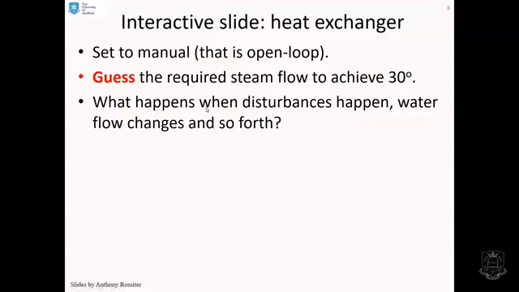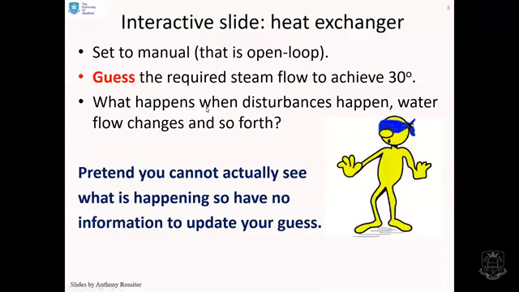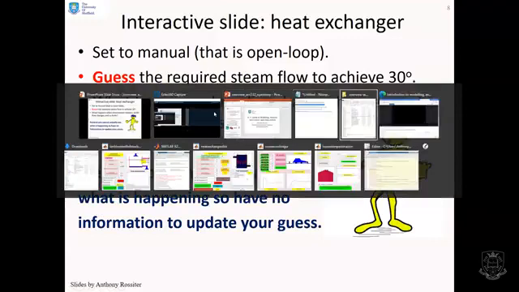And then we're going to look at what happens when you have some disturbances affecting the system. Now here's the key thing. You've got to pretend you cannot actually see what is happening. So you've got no information to update your guess.